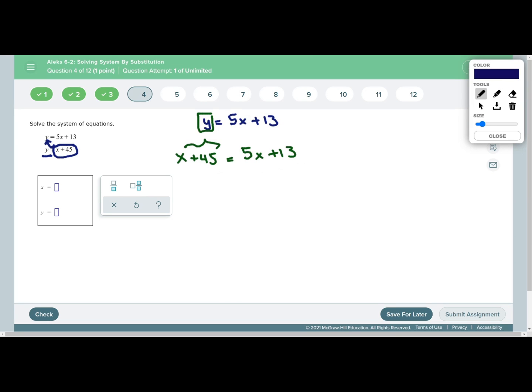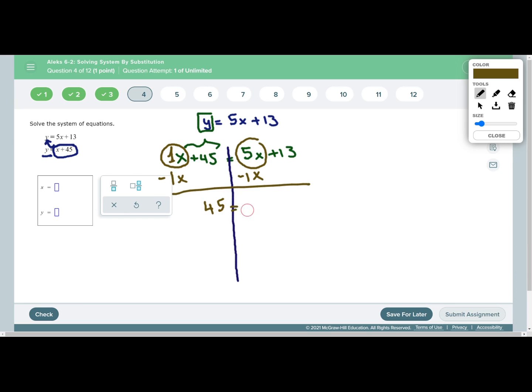All right, so what we're going to do is solve for x. Right now, you have x on both sides of the equation. This x without a coefficient means that it is 1x. We want to bring x to the same side. I prefer to bring the small numbers to the bigger one so that we have a positive answer, instead of bringing the bigger one to the smaller one. So what I'm going to do is subtract 1x on both sides. That will give us 45 equal to 4x plus 13.